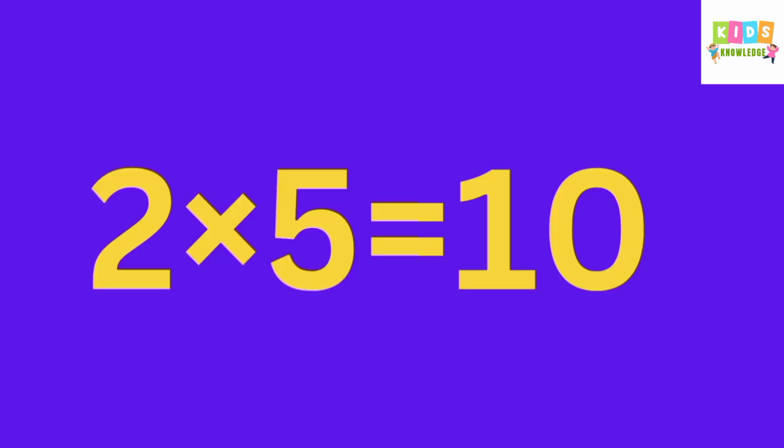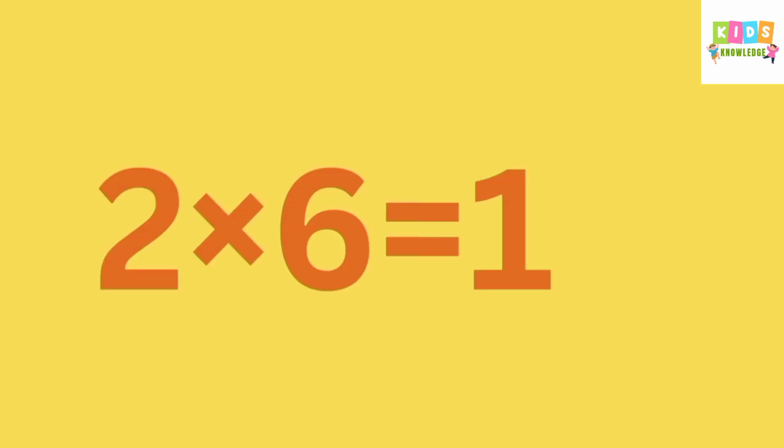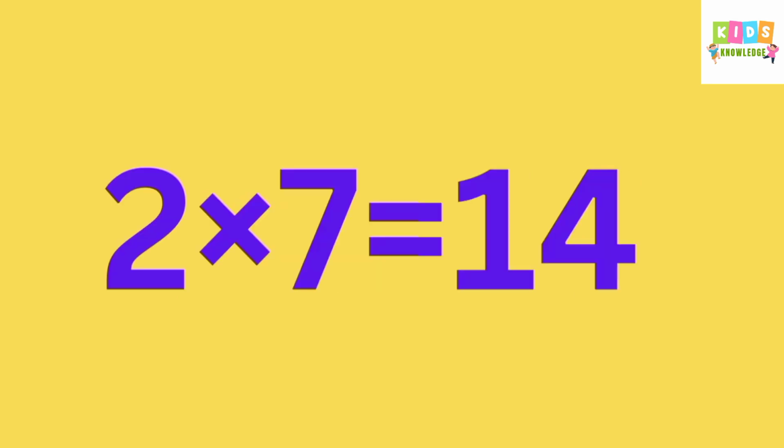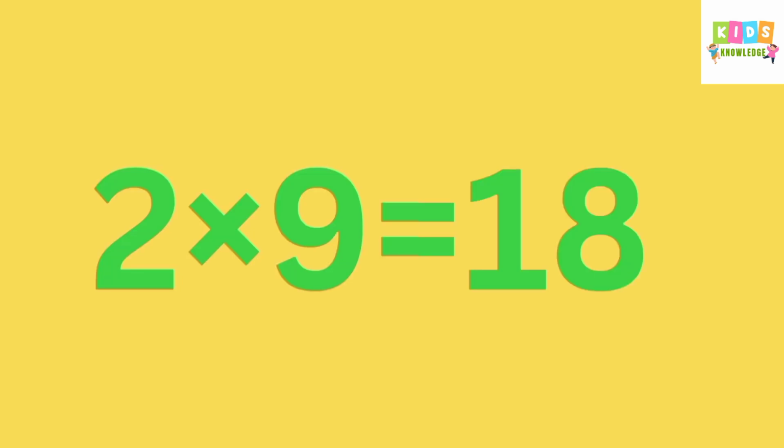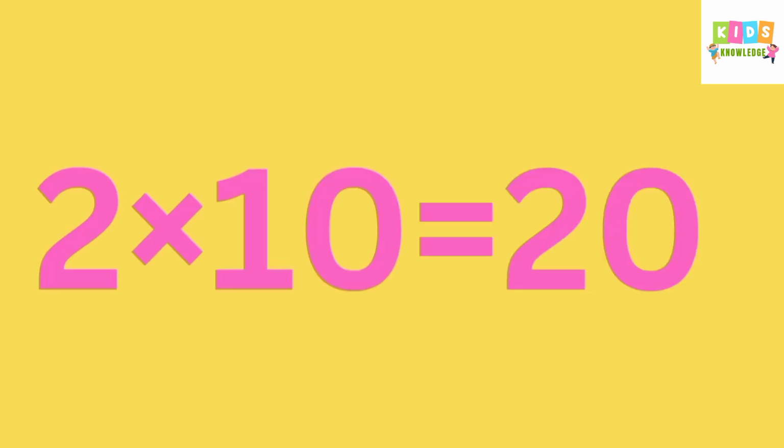2 fives are 10, 2 sixes are 12, 2 sevens are 14, 2 eights are 16, 2 nines are 18, 2 tens are 20.